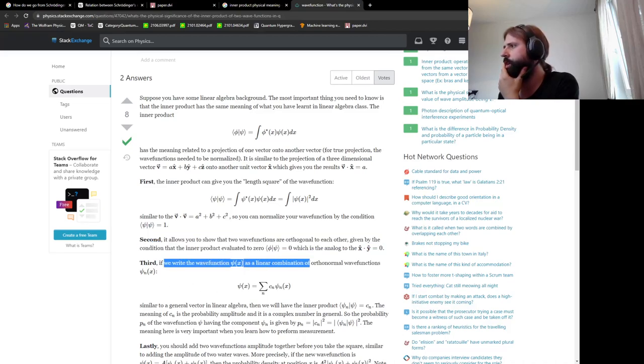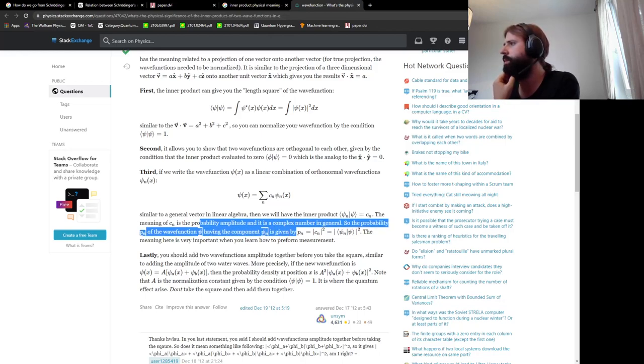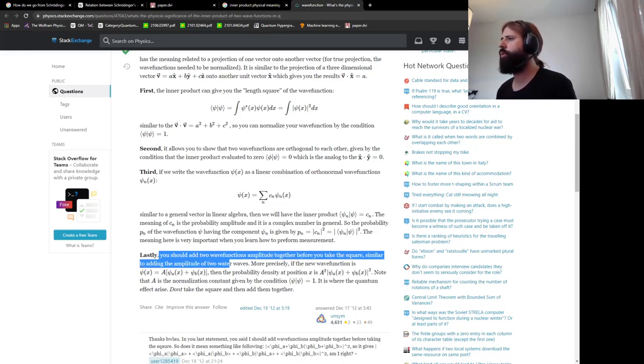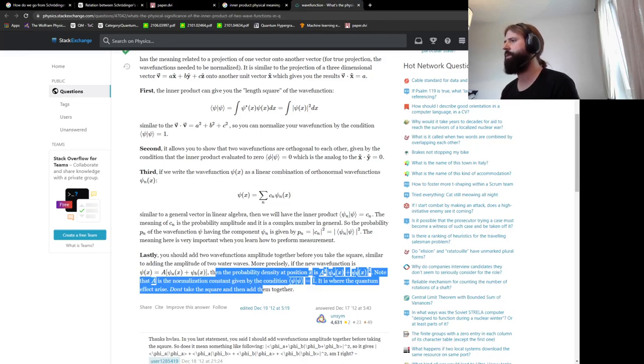So if we write a wave function as a linear combination of orthonormal wave functions, similar to a general vector in linear algebra, then we'll have the inner product. The meaning of C is the probability amplitude, and it is a complex number in general. So the probability Pn of the wave function is given by the modulus squared of C, which is very important when you learn how to perform measurement. Lastly, you should add two wave function amplitudes together before you take the square, similar to adding the amplitude of two water waves. More precisely, if the new wave function is this, then the probability density at a position x is this. Note that A is a normalization constant given the condition that.